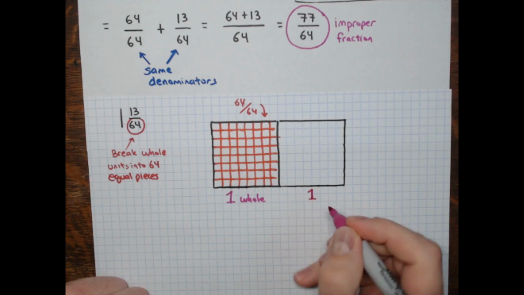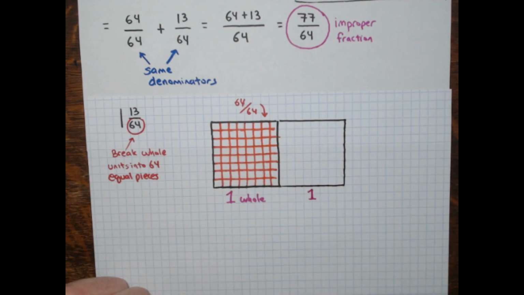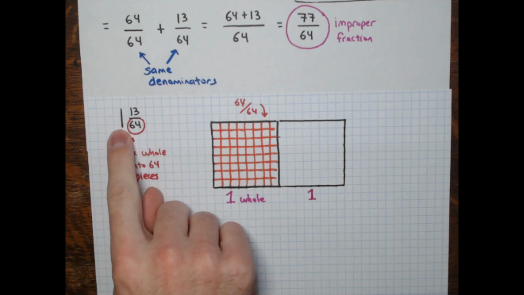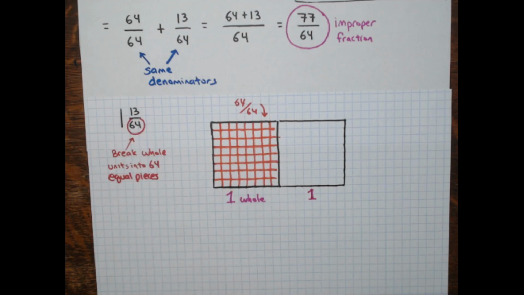So there's 1 again, 1 and 1. So all together we have 2 whole units. Now this is not 2 whole units. This is 1 whole unit that I've got here, and then 13/64 of the other whole. It's a piece of a whole, a fraction of a whole. That's what fractions are. They're parts of a whole.